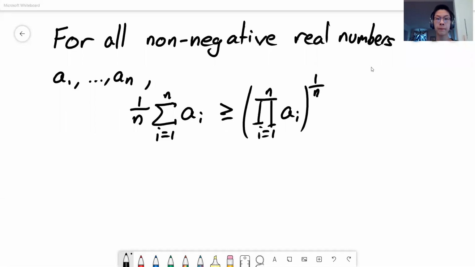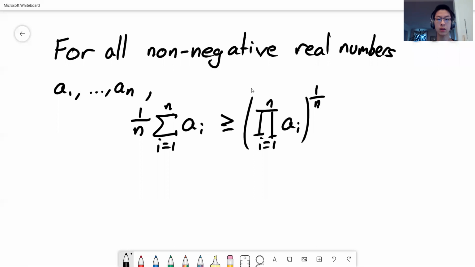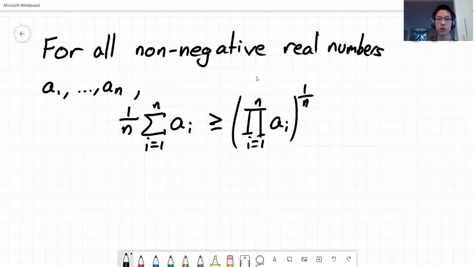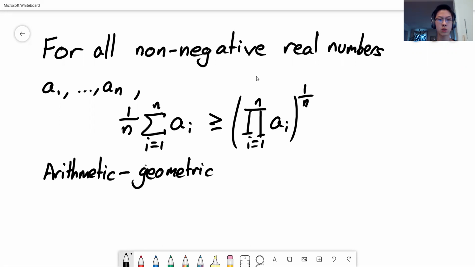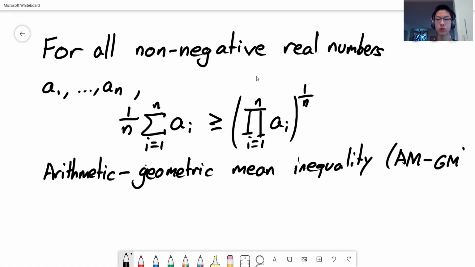Okay, so what I'm going to do in this video is prove this statement. This statement is called the arithmetic geometric mean inequality, or AMGM for short.